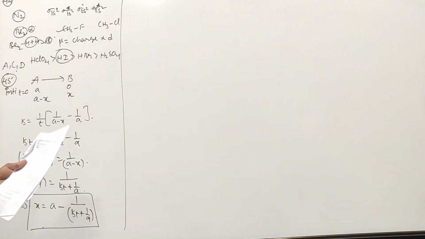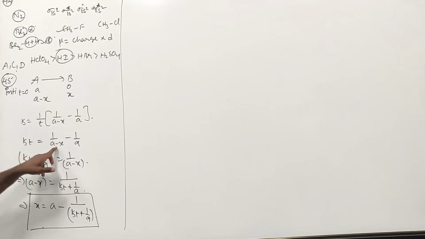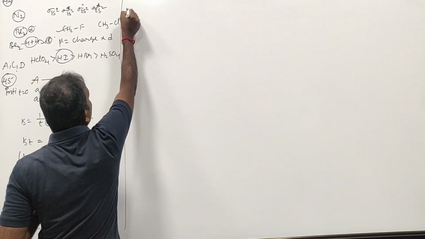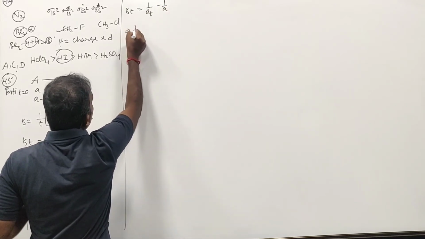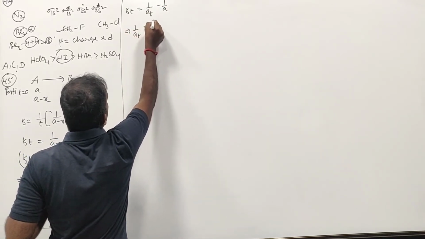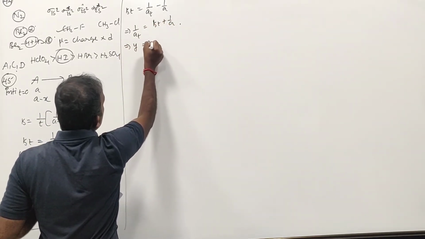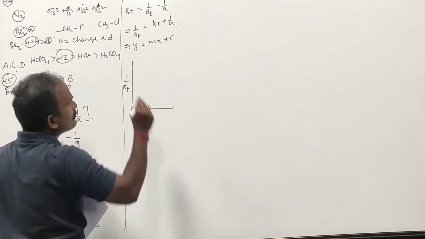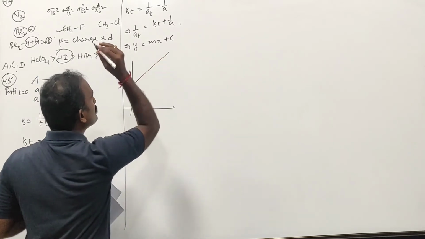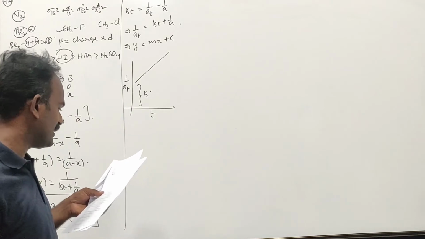Next option. The plot of 1 divided by (A minus x) versus t is a straight line. The plot of 1 divided by A minus x. As we know that K t equals 1 divided by (A minus x) minus 1 by A, which implies that 1 by (A minus x) equals K t plus 1 divided by A, which implies that y equals m x plus c. So 1 by (A minus x) versus t, yes, is a straight line.